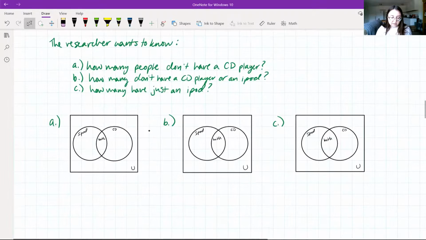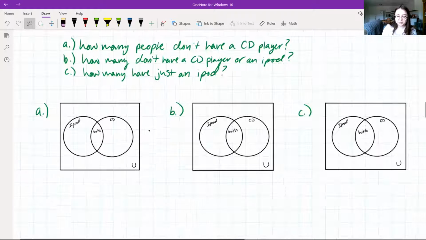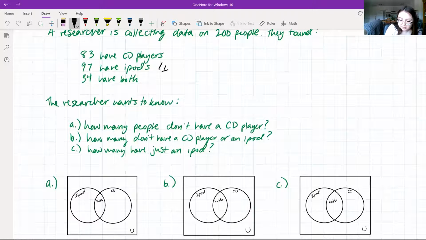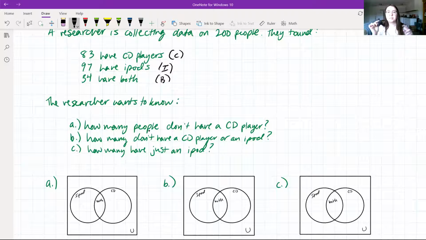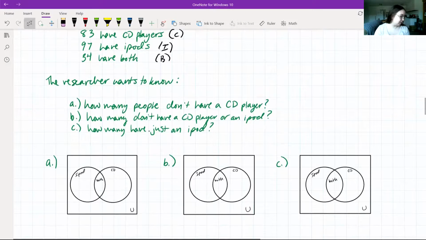So we have all of our Venn diagrams here, and we've labeled them. So we have iPod, CD, both. So let's label, just to make it easy on ourselves. We'll say that iPods are going to be the set I, CD players are going to be the set C, and B is going to be the set of both. Okay, so let's start with A. And we have all our Venn diagrams drawn out here. So all we need to do is figure out what sets, and then we're going to shade them in.